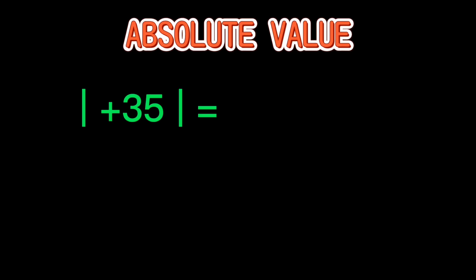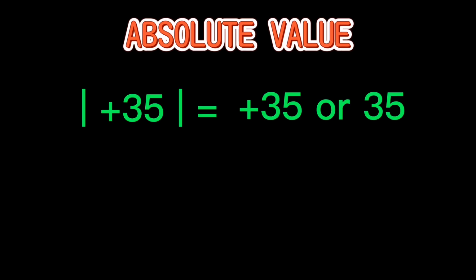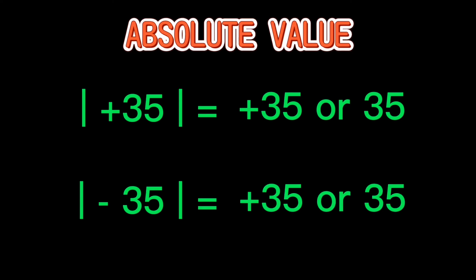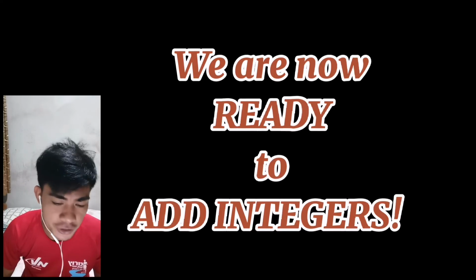Say, what is the absolute value of positive 35? That is positive 35 or simply 35. And what is the absolute value of negative 35? That is still positive 35 or simply 35. And with that, I think we are now ready to add integers.